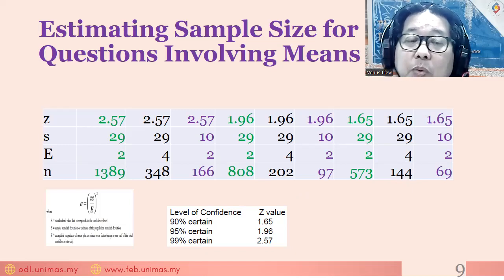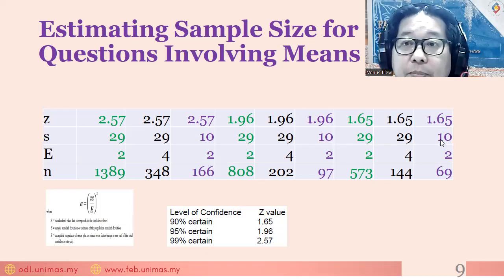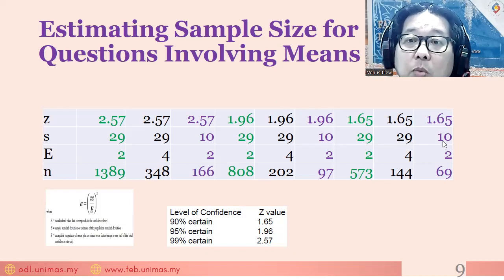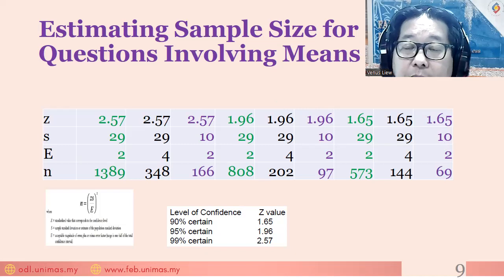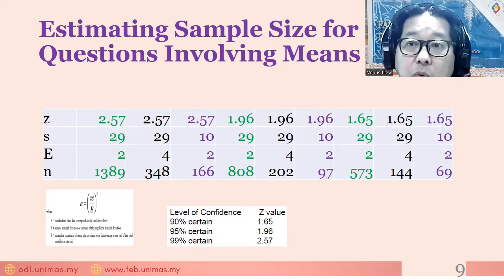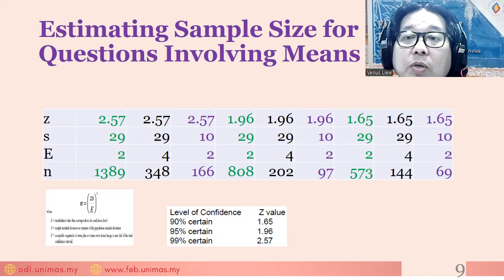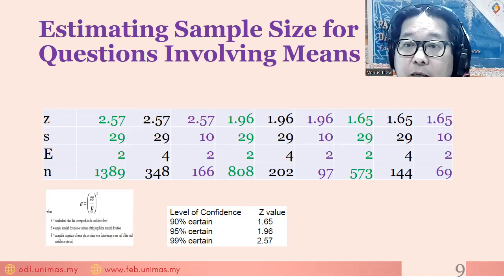If you are able to get a lower standard deviation, that means if the residents in that area that you are studying have incomes more or less near to the average value, so much so that the standard deviation is 10, less than 29, then because of the homogeneity, one case, two cases are good to represent other cases, so you need 69.